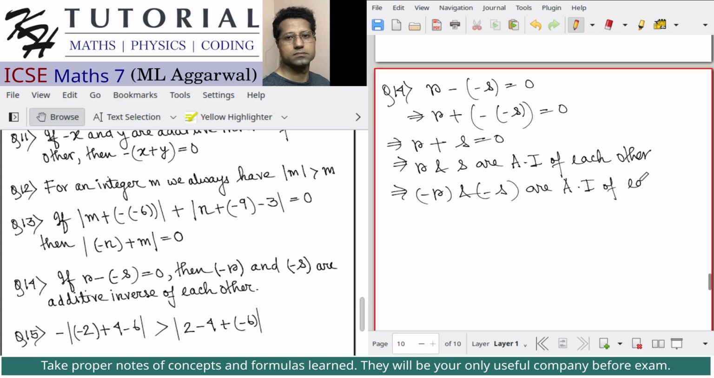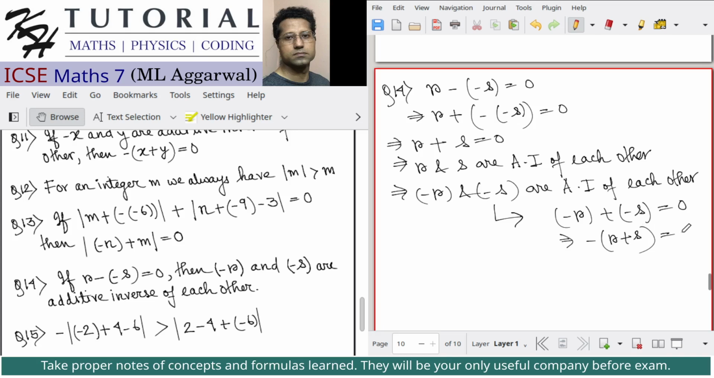Why? Because we know that if r and s are additive inverse of each other, we will have r plus s equal to 0. Now, if negative of r and negative of s are the additive inverse of each other, we must have their sum equal to 0. That is, minus of r plus minus of s must be equal to 0. Now, what is negative of r plus negative of s? This is negative of r plus s.